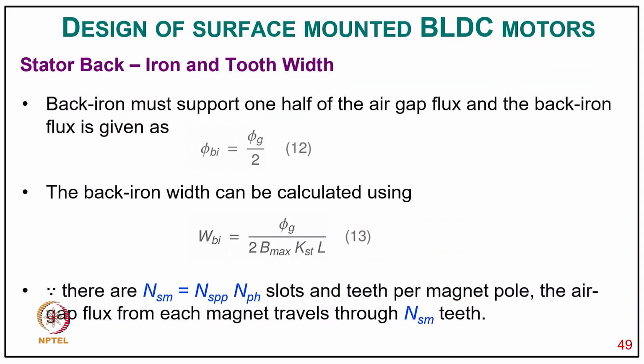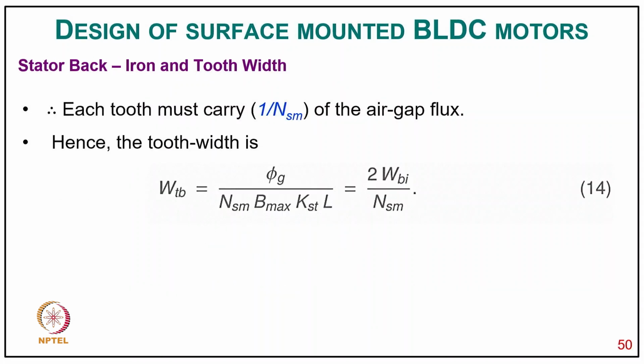So we can say the back iron must support 1/2 of the air gap flux, and the back iron flux is given as phi bi equal to phi g upon 2, and the back iron width can be WBI equal to phi g upon 2 Bmax KST into L. There are NSM equal to NSPP into NPH slots and teeth per magnet pole, and the air gap flux from each magnet travels through NSM teeth, and each tooth must carry 1 upon NSM of the air gap flux, and hence the tooth width is WTB equal to phi g upon NSM Bmax into KST into L, and that is 2 WBI upon NSM.